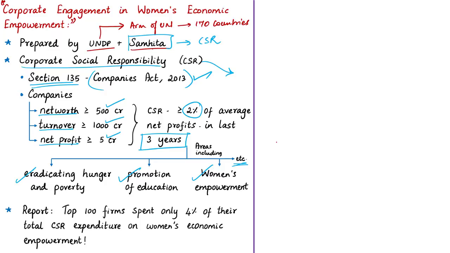According to this report, the top 100 firms in India spent a mere 4% of their total expenditure on CSR activities, and especially on women's economic empowerment. So what is meant by economic empowerment? Economic empowerment can be defined as the capacity to participate in, the capacity to contribute to, and the capacity to benefit from the growth processes.